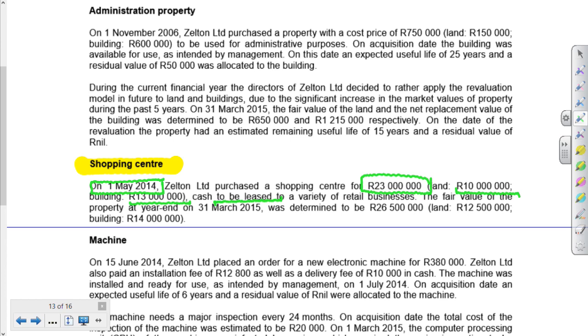The fair value of the property at year end is 26.5 million. So there's been an increase in fair value. We don't need to worry really about the split between land and buildings, except when we do the deferred tax. So the split of the numbers is really just for deferred tax purposes, so that we can get our deferred tax correct.